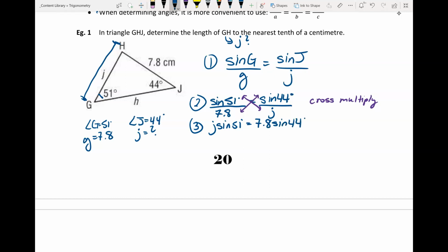Remember that sine 51 and sine 44 are just numbers that you can punch into the calculator. So I'm trying to solve for J. I'm going to now divide to get J by itself, which means that I'm going to divide by sine 51 on both sides.